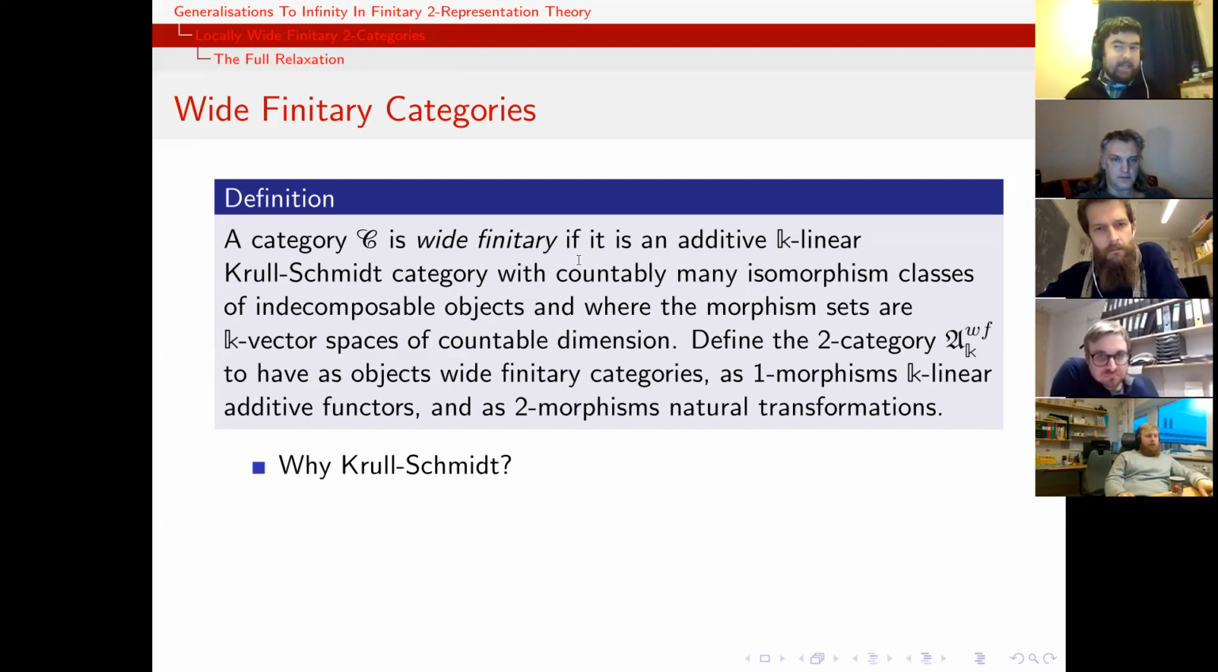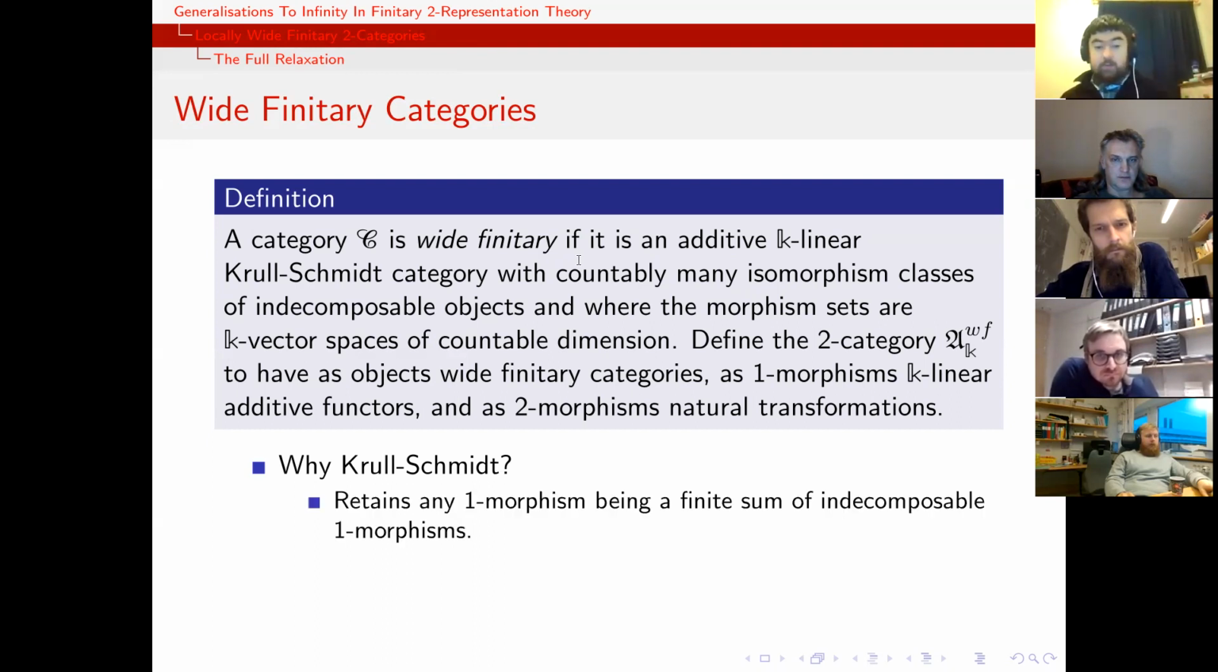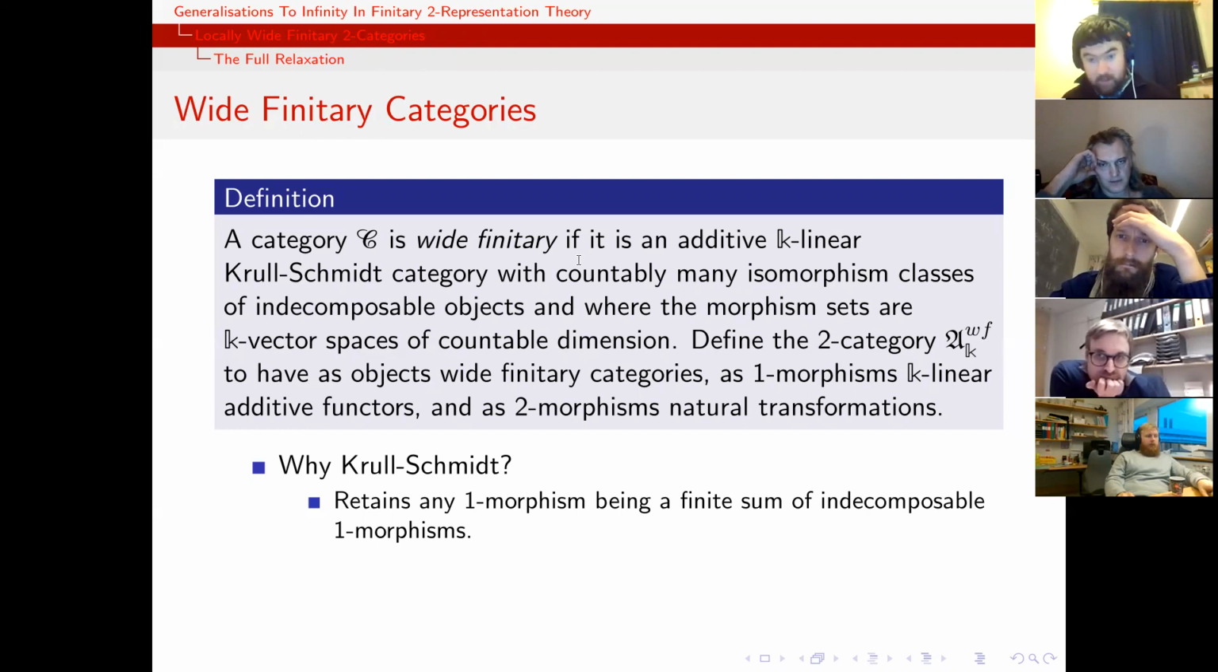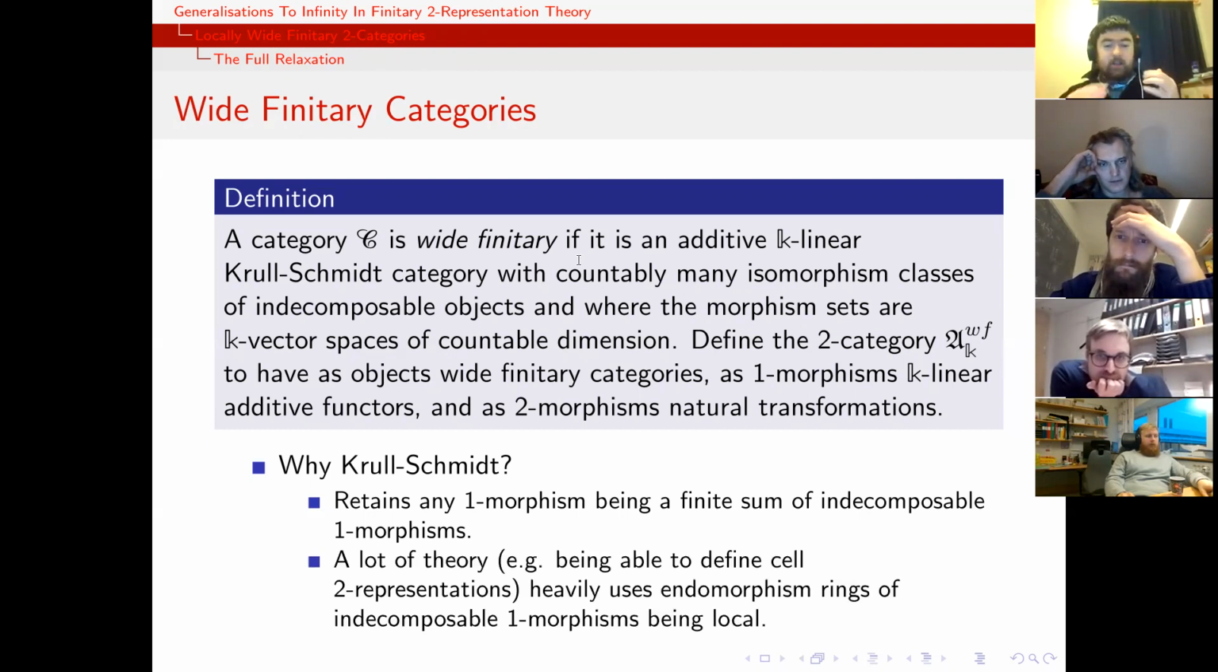So the question is, why am I adding in this Krull-Schmidt here? So first of all, it retains the idea that if you're looking ahead to the 2-category setup, any 1-morphism is a finite sum of indecomposable 1-morphisms, which is useful. But also, that's kind of half of the definition of Krull-Schmidt. The other half is saying that the endomorphism algebra of any indecomposable 1-morphism is local. And it turns out there's a fair bit of theory in the finitary setup, such as just being able to define cell 2-representations, which is a fairly basic concept to look at in this, that heavily uses endomorphism rings of indecomposable 1-morphisms being local.